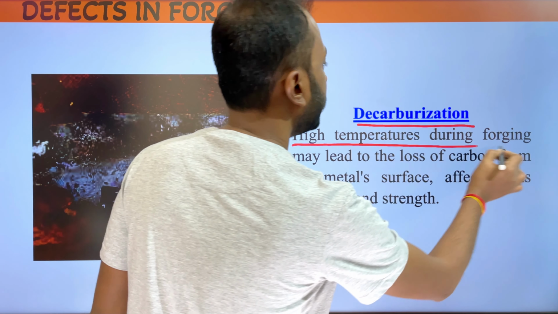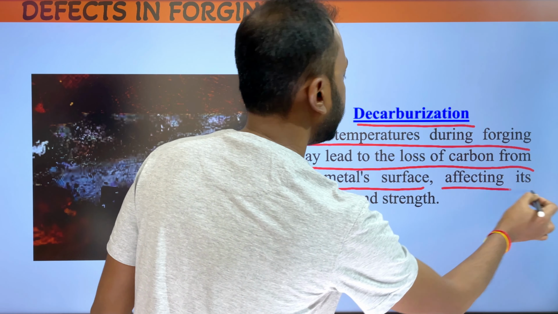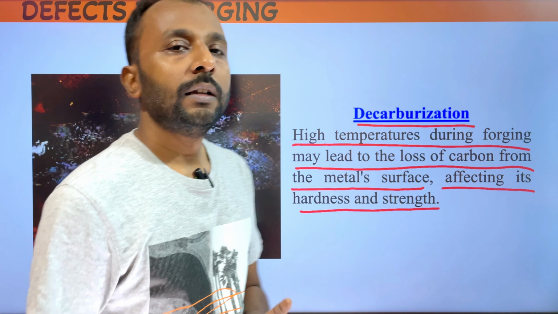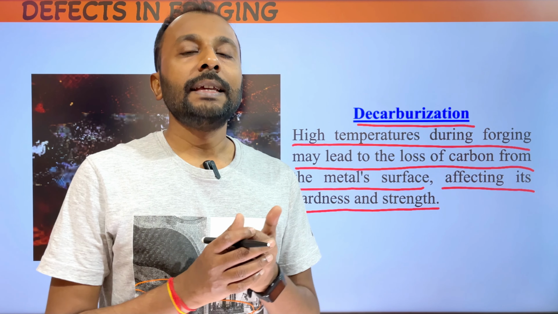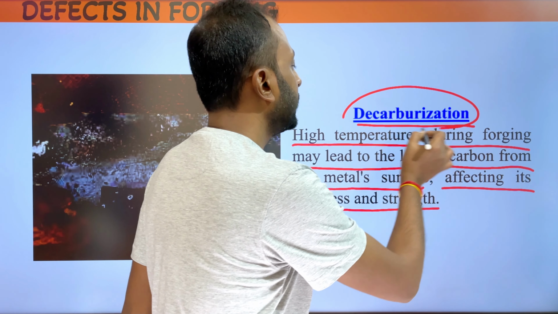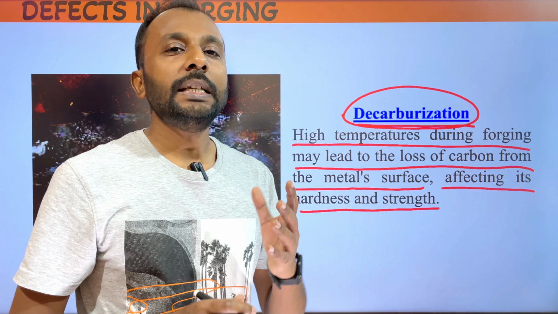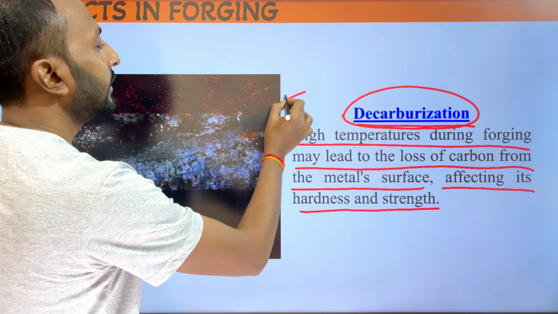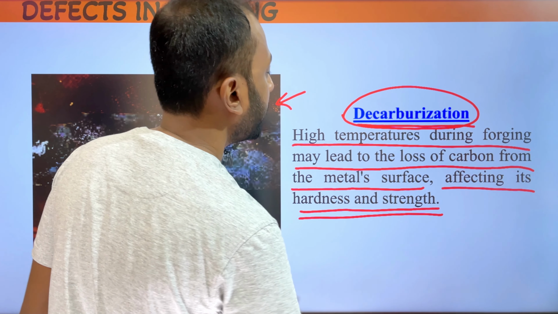The next one is decarburization. High temperatures during forging may lead to the loss of carbon from the metal surface, affecting its hardness and strength. When we are doing hot forging operation, the carbon of the metal surface chemically reacts with the atmosphere and decarburization happens. Because of decarburization, carbon is removed from the metal. For this reason, the strength of the metal decreases and it affects the hardness and strength of the metal.